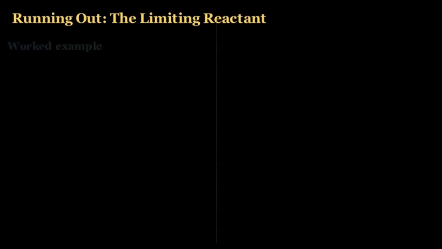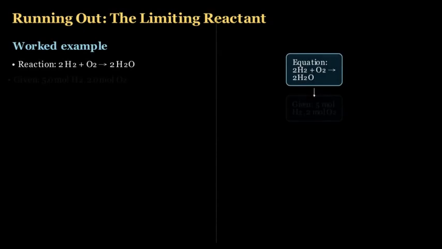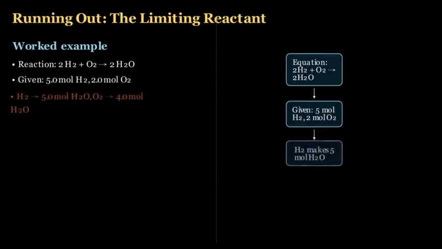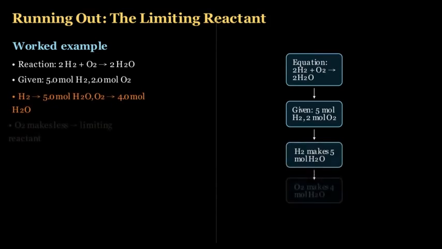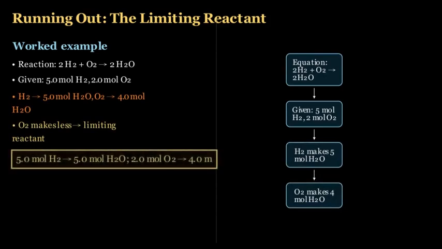Let's make water. The balanced equation says 2 molecules of hydrogen react with 1 molecule of oxygen to give 2 molecules of water. Suppose we start with 5 moles of hydrogen and 2 moles of oxygen. Using the mole ratio, 5 moles of hydrogen could produce 5 moles of water. 2 moles of oxygen could produce 4 moles of water. Oxygen gives the smaller number, so it's the limiting reactant. It runs out first, and we can only make 4 moles of water.